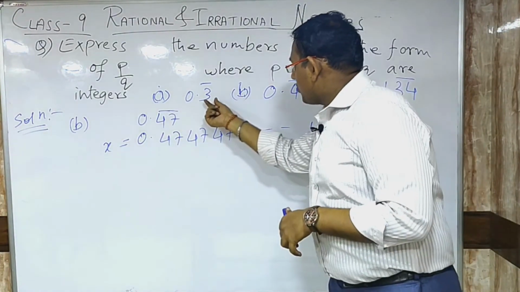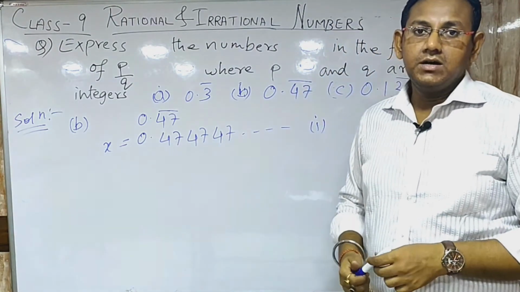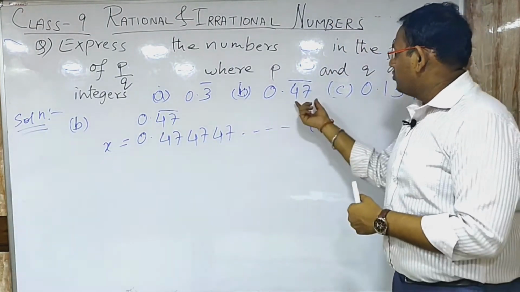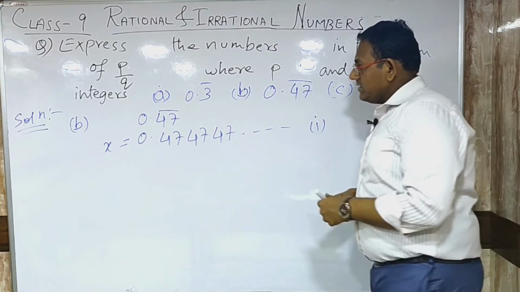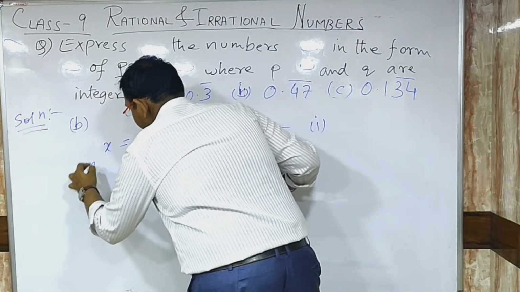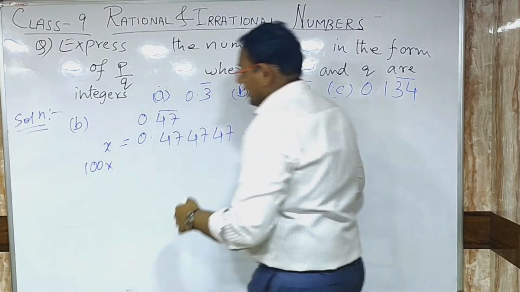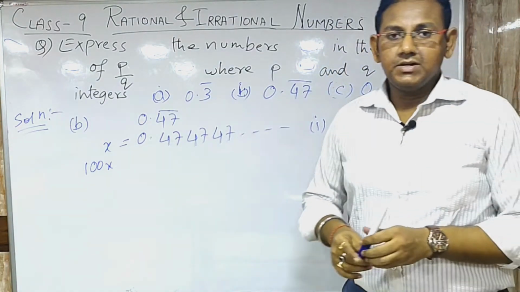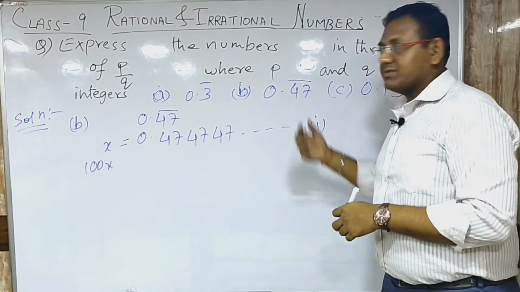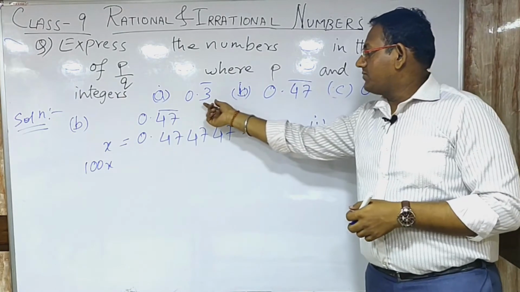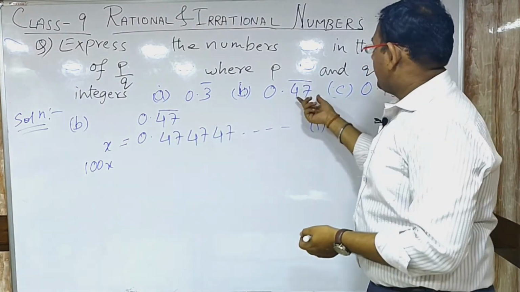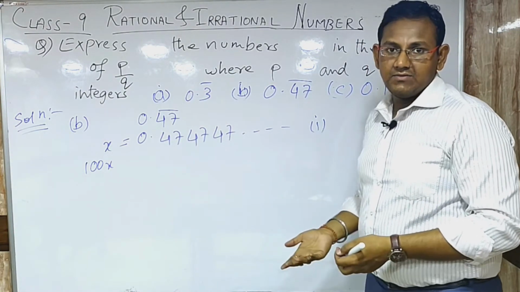Why? Because there is only one recurring number, but in this example we have two recurring numbers. That means we will multiply this by 100. So the concept is very simple. We just see how many recurring numbers are there. Since in the first case we have 1, we multiplied by 10. We have 2 over here, so we multiplied it by 100.